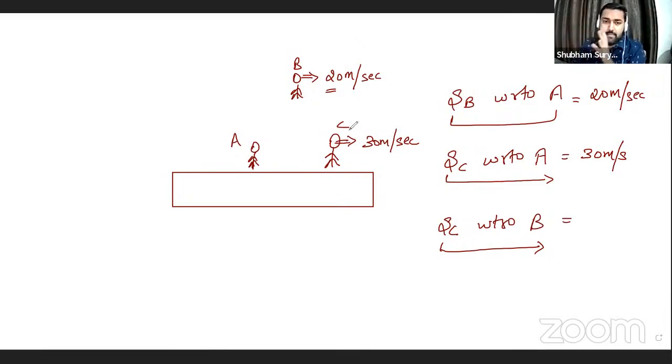So in that case, to the person B, C will not appear to be moving at 30 meters per second. To the person B, C will appear to be moving only at the speed of 10 meters per second, guys. If you want to understand this thing, you can look at it in this particular way.